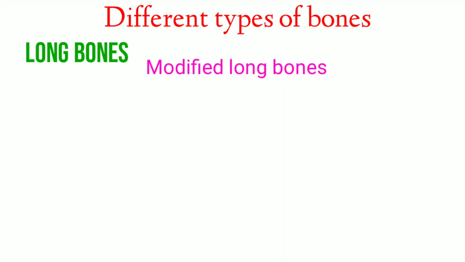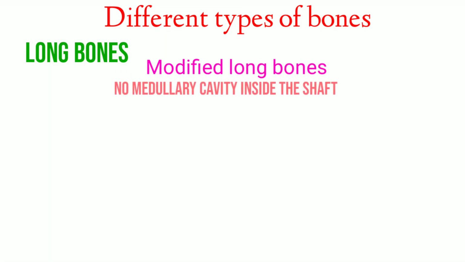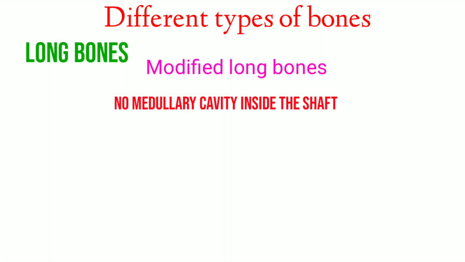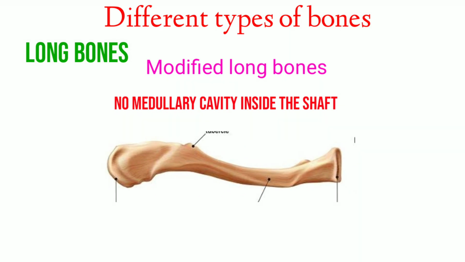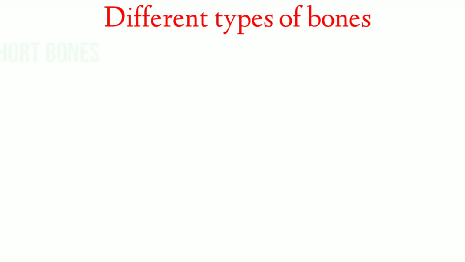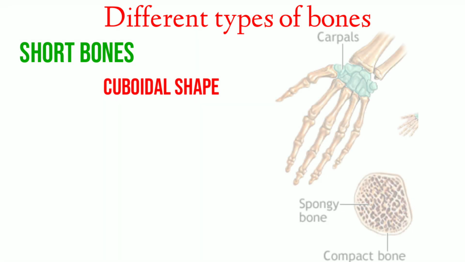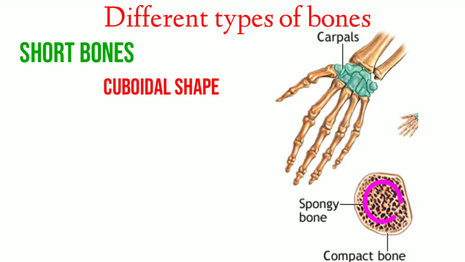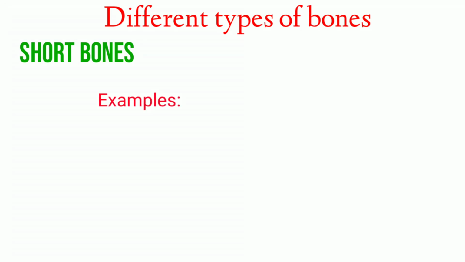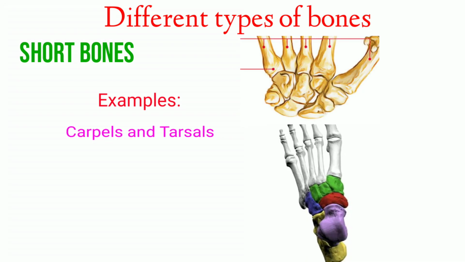Some miniature long bones will have one expanded end only, like metacarpals, metatarsals and phalanges. There are some modified long bones. They don't have a medullary cavity, for example, the clavicle. Next, short bones. Short bones are cuboidal in shape, and are made up of spongy bone inside, surrounded by a layer of strong compact bone as an outer covering. Examples are carpal and tarsal bones.